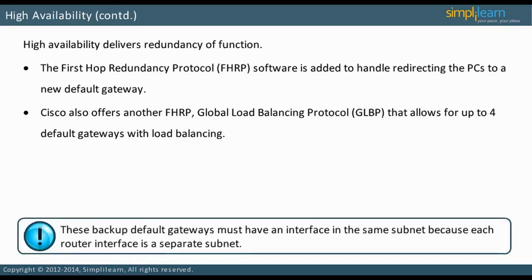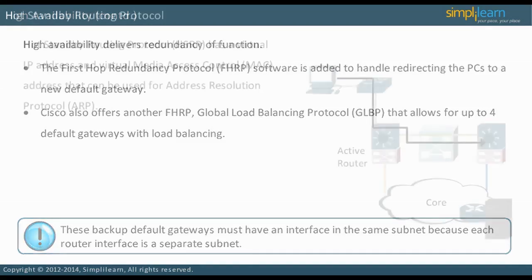Note that these backup default gateways still must have an interface in the same subnet. This requires a switch between the routers and the end devices. This is because each router interface is a separate subnet. In the following slide, let us look into HSRP.